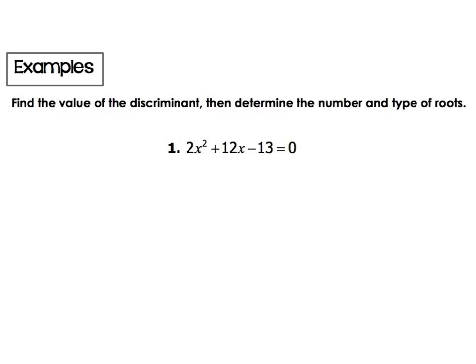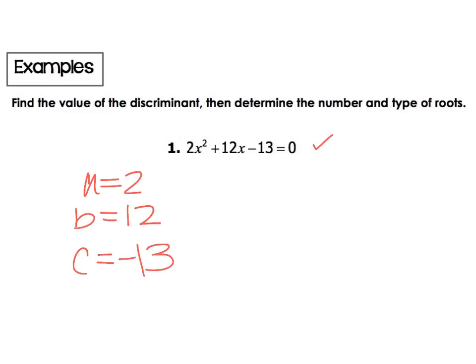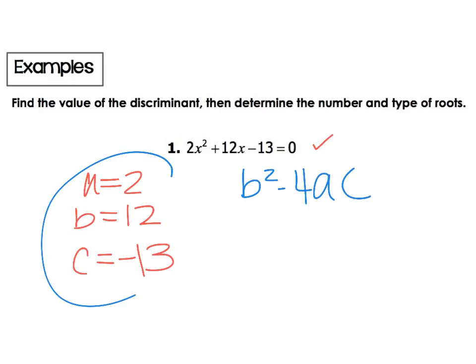All right, so what we're going to do for these few examples is find the value of the discriminant and then determine the number and type of roots. So first thing we want to do is make sure it's written in standard form of a quadratic equation, ax squared plus bx plus c, and it is, so we're good. Then we want to identify our a, our b, and our c. Now we want to use the formula to find the discriminant, which is b squared minus 4ac, and we want to plug these values in.